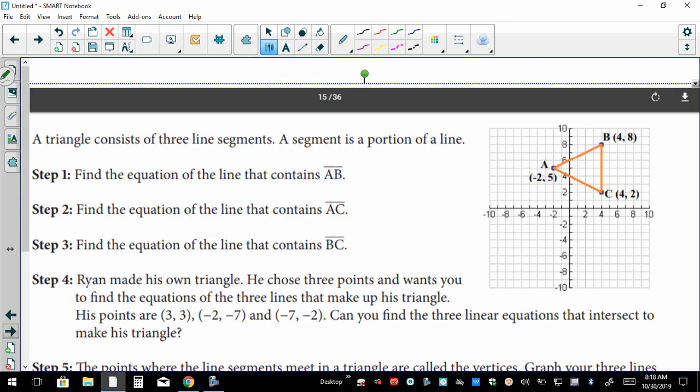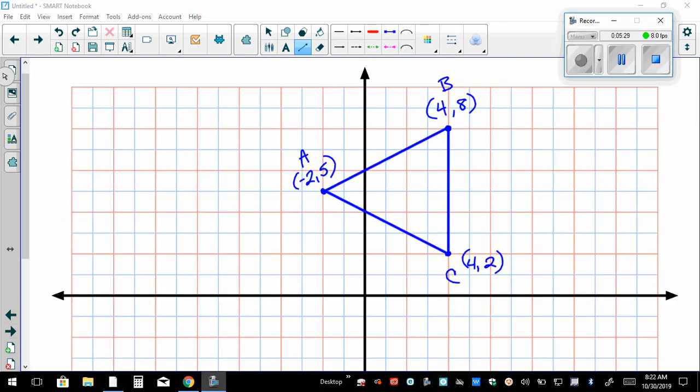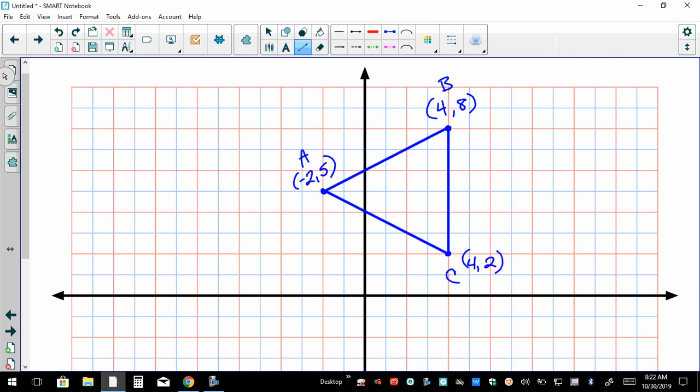Here's what I want you to do. Get a piece of graph paper out and draw a coordinate plane for me. Okay? Let's get a piece of graph. So, are you using a straight edge? Very nice. Those are very straight lines.